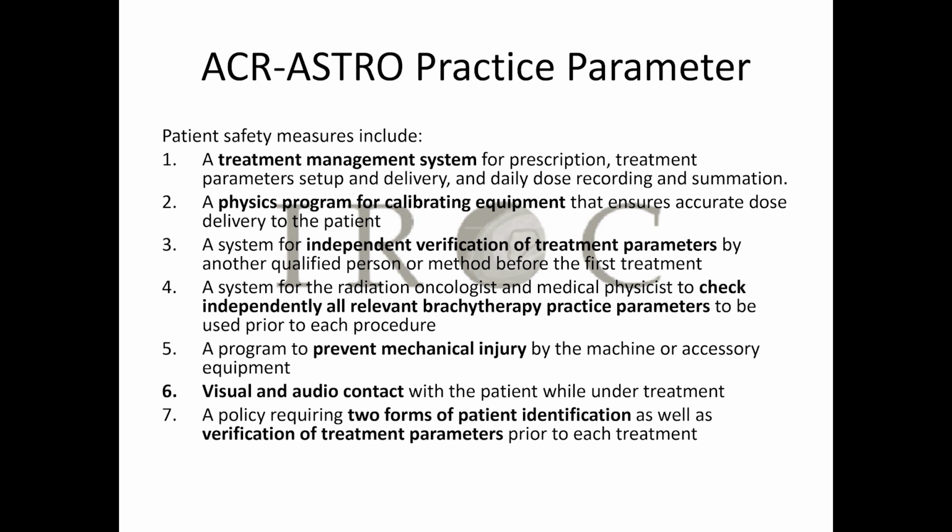And finally, you absolutely want to make sure that you're treating the right patient to the right site. So you need to make sure that when the patient gets brought into the room, you use two different forms of patient identification. You want to use two, because what if the patient has the same name as another patient in the waiting room? It's less likely that they're going to have both the same name and the same birthday. So you need to make sure that the patient that you're treating is the patient that you mean to treat.